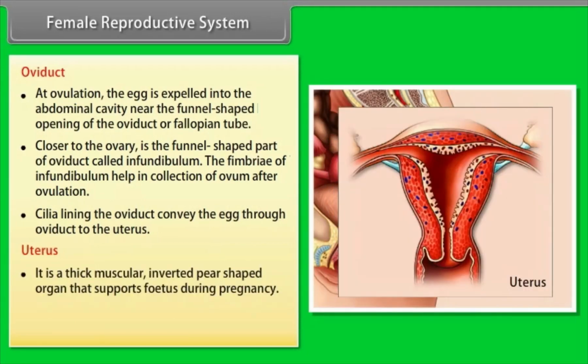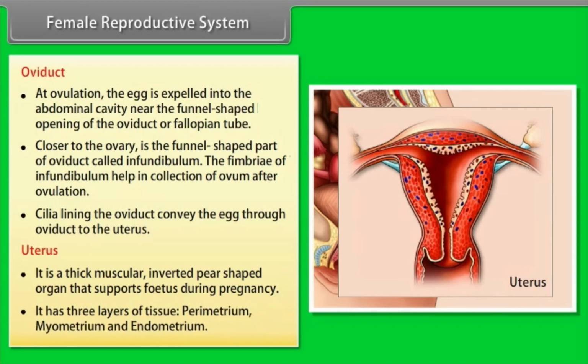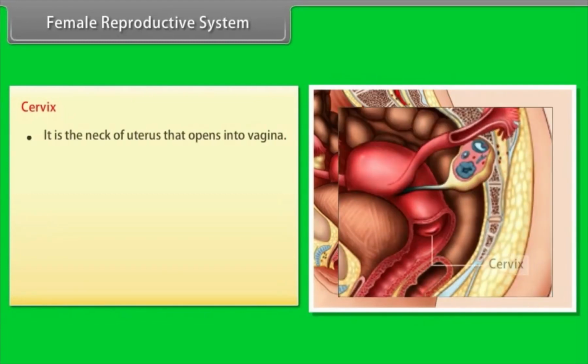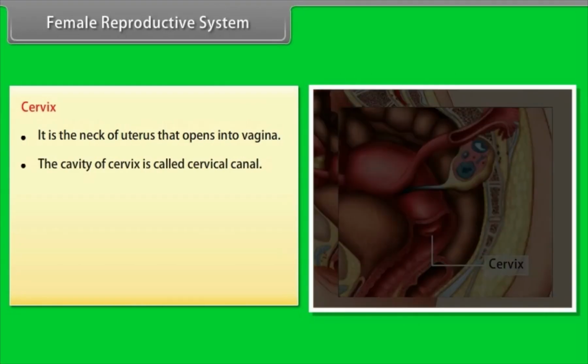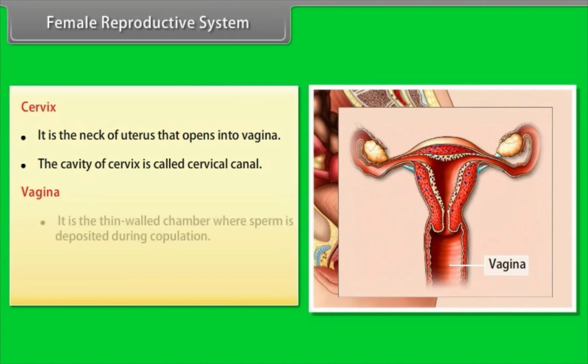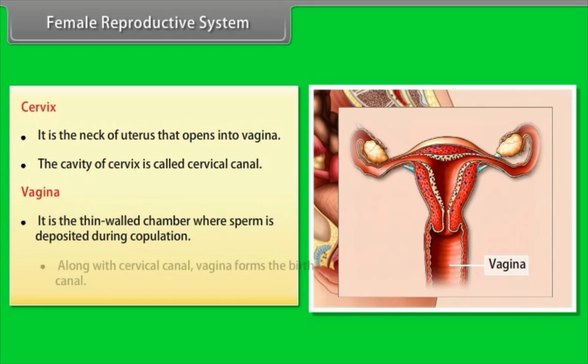Uterus. It is a thick muscular inverted pear-shaped organ that supports the fetus during pregnancy. It has three layers of tissue: perimetrium, myometrium, and endometrium. Cervix. It is the neck of the uterus that opens into the vagina. The cavity of the cervix is called the cervical canal. Vagina. It is the thin-walled chamber where sperm is deposited during copulation. Along with the cervical canal, the vagina forms the birth canal.